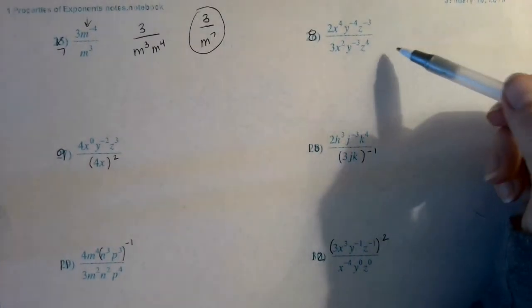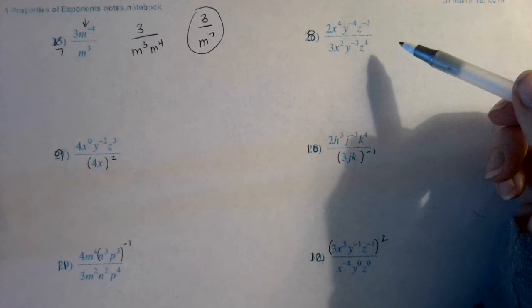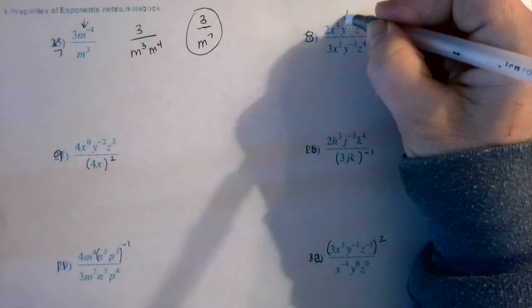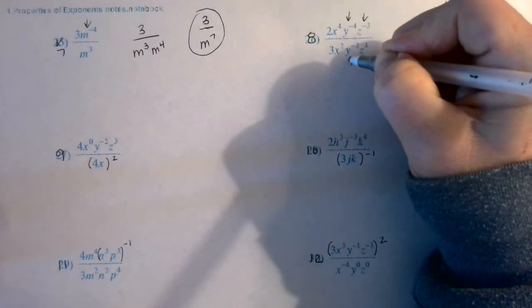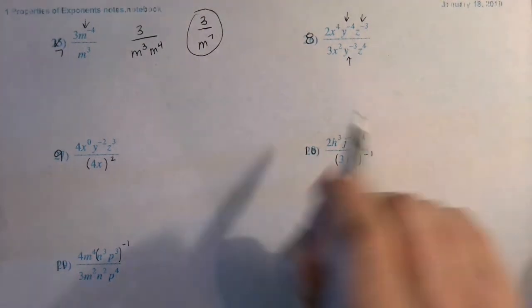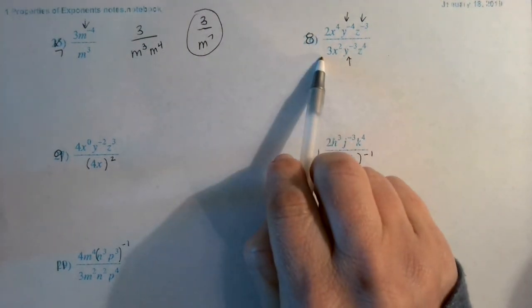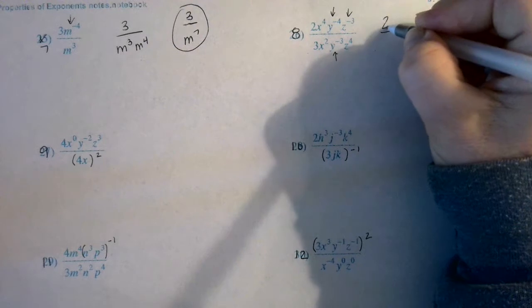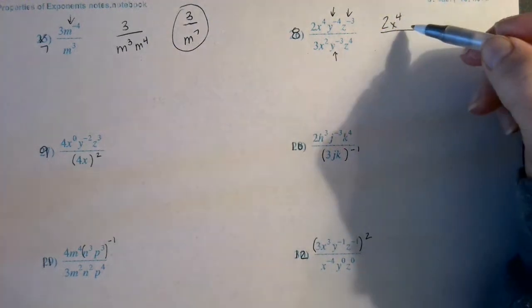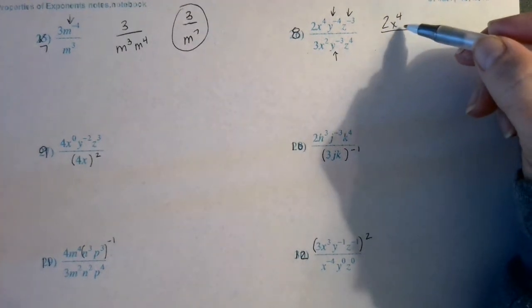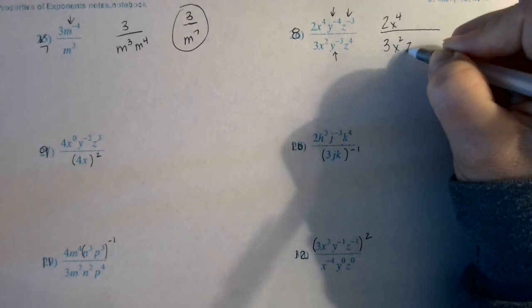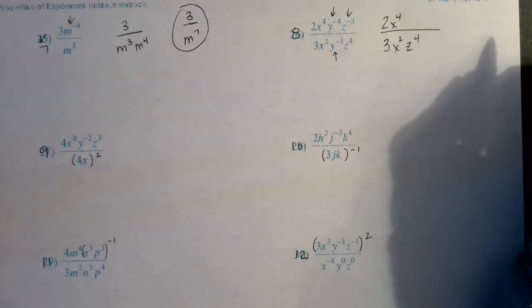All right, number 8, I'm going to move all my values. I have negative exponents, I have coefficients, I have x's, I have y's, and I have z's. So these 3 items have negative exponents. The 2 and the 3 do not have negative exponents, so they're going to stay where they are. So I'm going to rewrite. I like to go ahead and write the ones that don't move first. So that's 2x to the fourth in the top, and then 3x squared z to the fourth in the bottom.